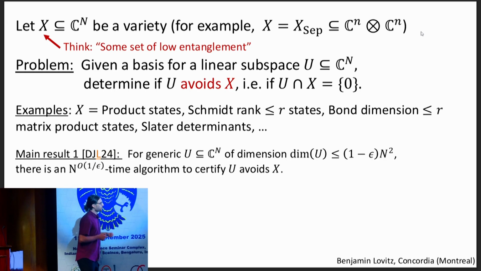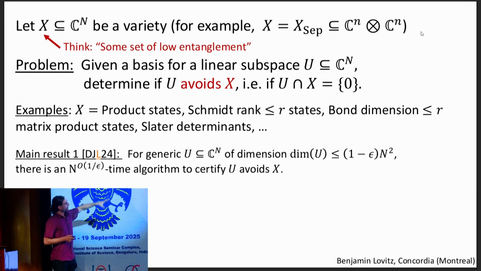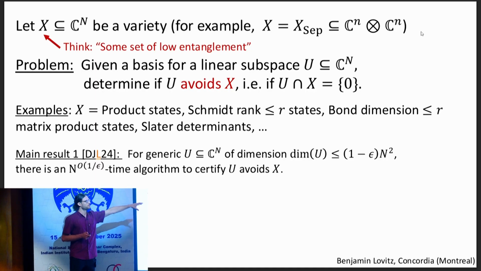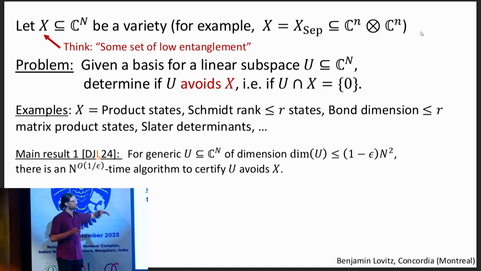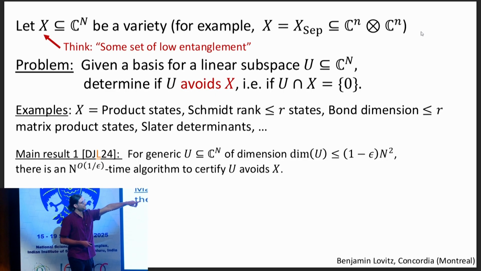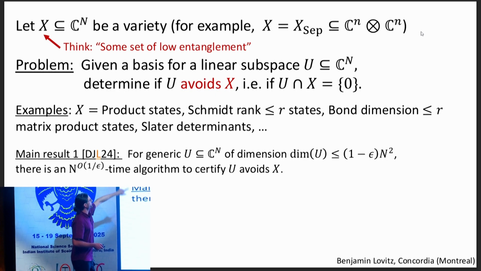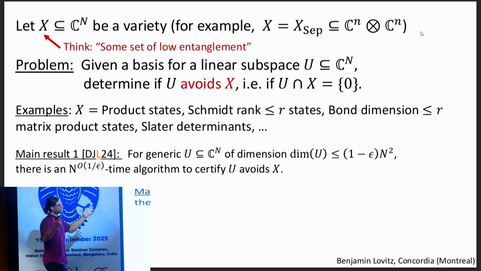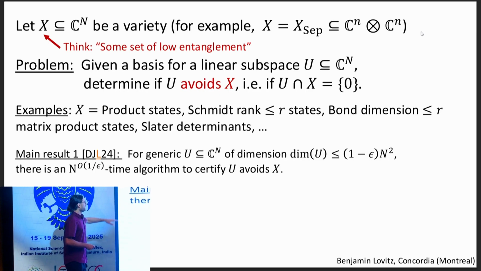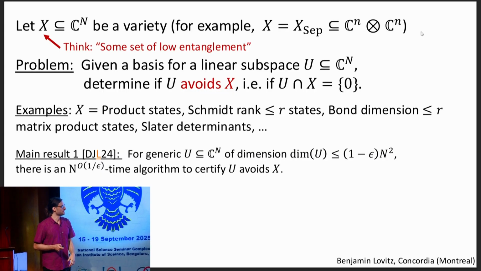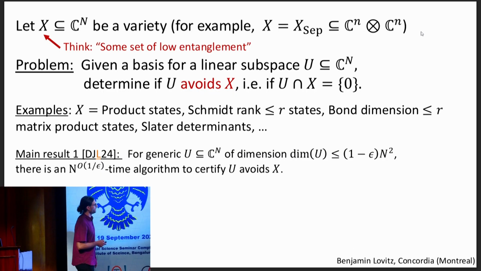More generally, we prove that for all of these examples I've mentioned, we get a similar genericity result: for a generic subspace of dimension a constant multiple of, this should just be a capital N, not a capital N squared, we're just living in capital N space, so a constant multiple of the total Hilbert space dimension, there's a polynomial time algorithm to certify that the subspace avoids X.